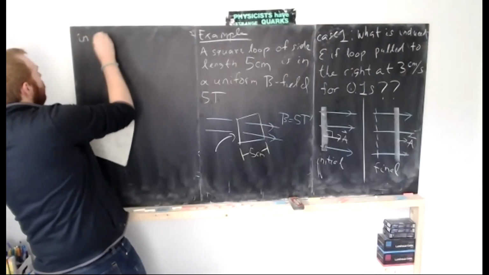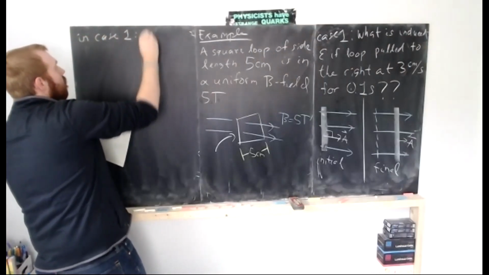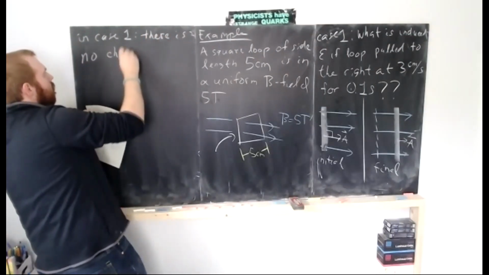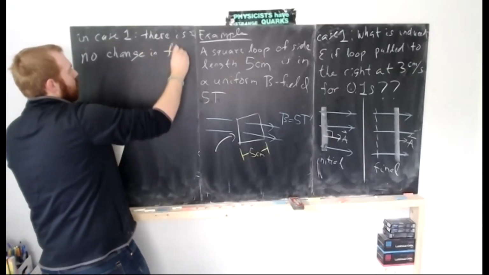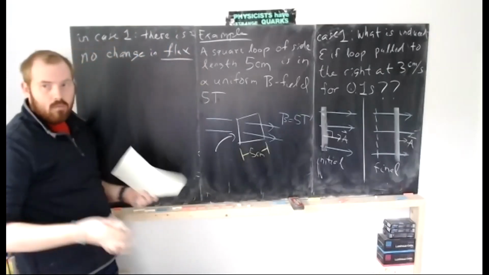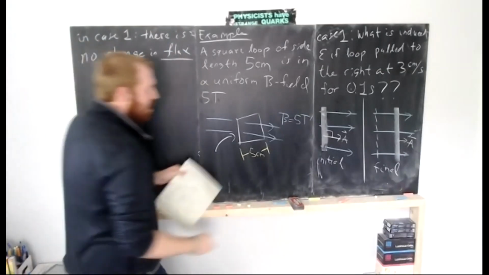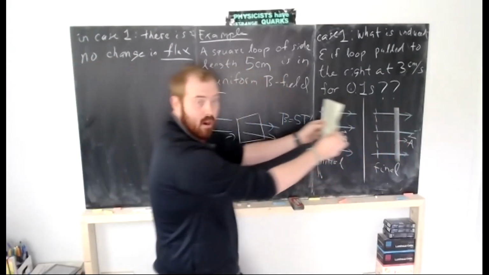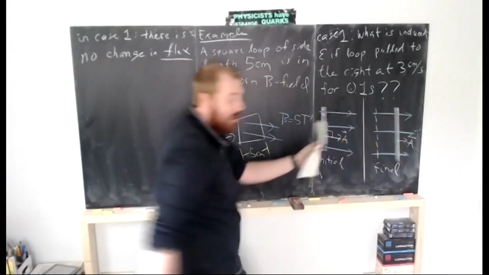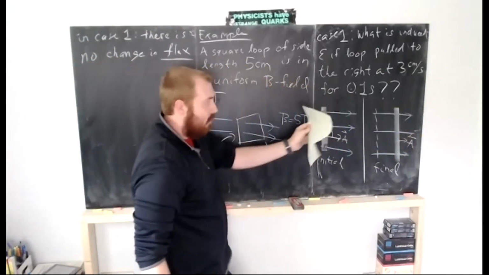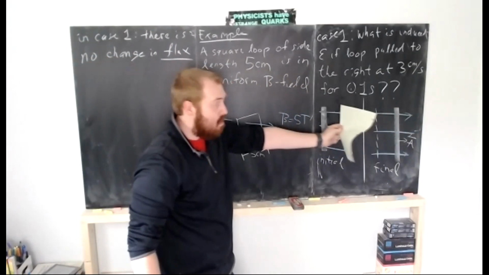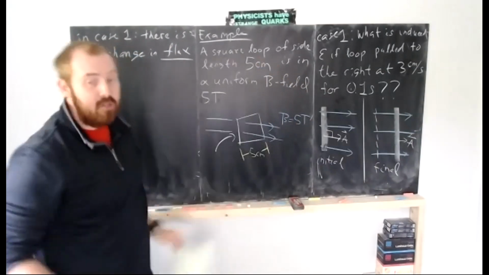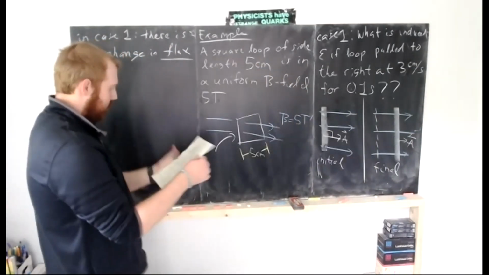So, in case 1, there is no change. There wasn't a change in the flux. All I've done is ride along this bar. As long as the fields are staying constant, as long as the blue lines are constant, I can slide left and right to my heart's content and not induce any current. So, case 1, there's no induced EMF, nothing.